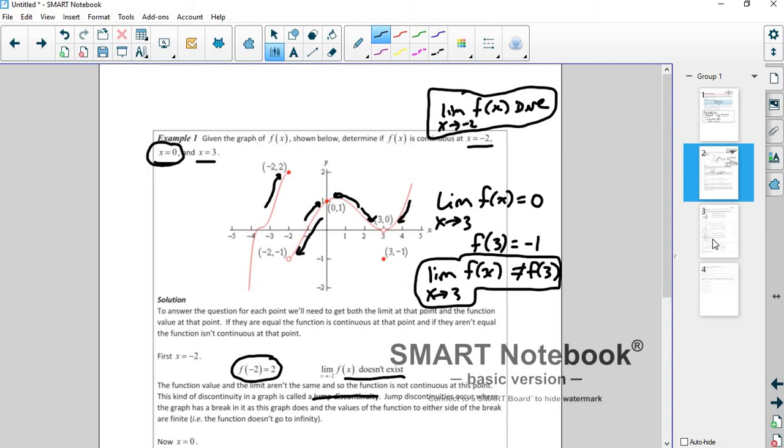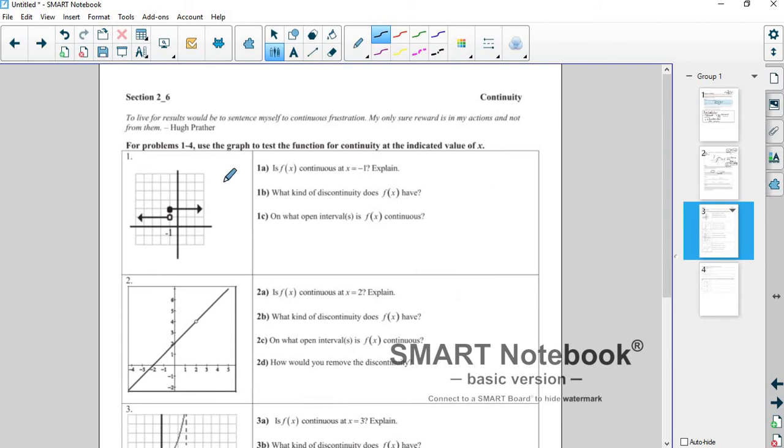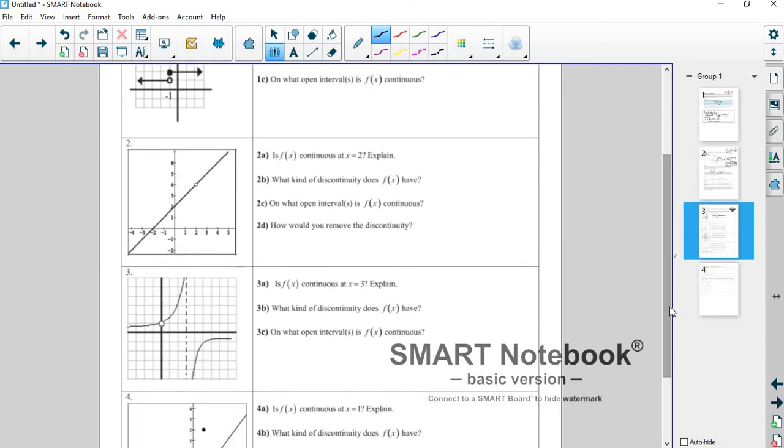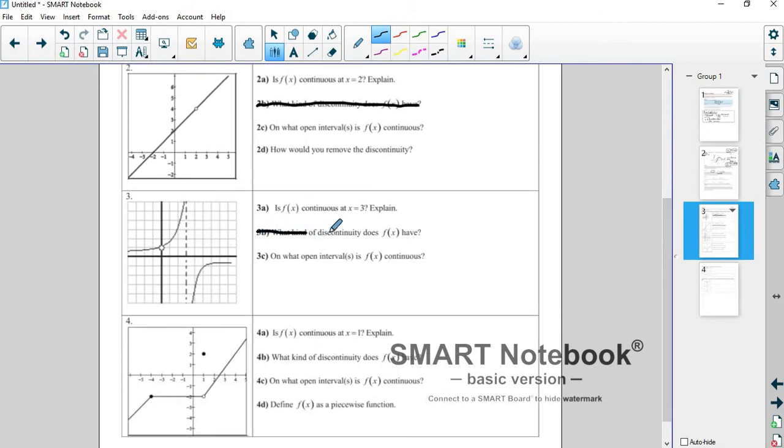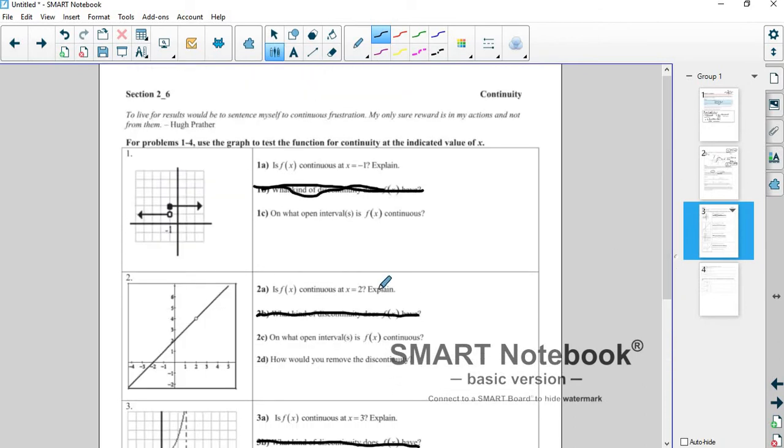So I want you guys to check out problem number 1 here. Okay, again, do not worry about questions that say what kind of discontinuity is it. I'm not worried about that. I care tremendously, but that's not something we're going to focus on. So don't worry about questions that ask about what kind of discontinuity we have. All right, don't worry about that for all these examples. Okay. All right, so let's take a look here at number 1.